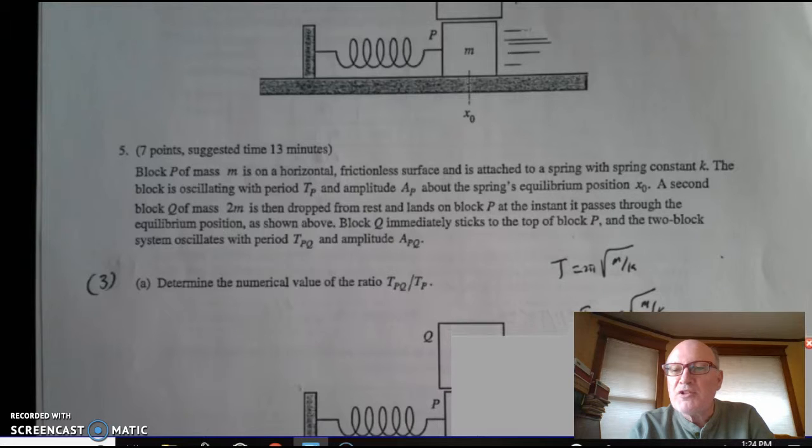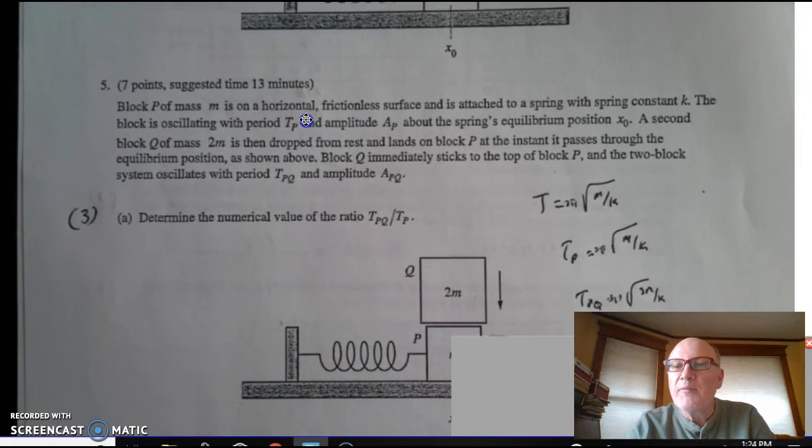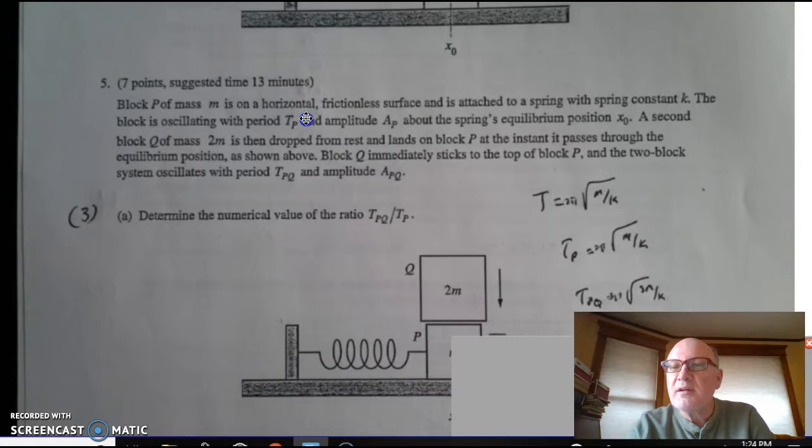Well, we've got a couple of equations here. Okay, in general, the period is equal to 2 pi times the square root of m over k. So for Tp, it's 2 pi times the square root of m over k, and for Tpq, it's 2 pi times the square root of 3m over k.